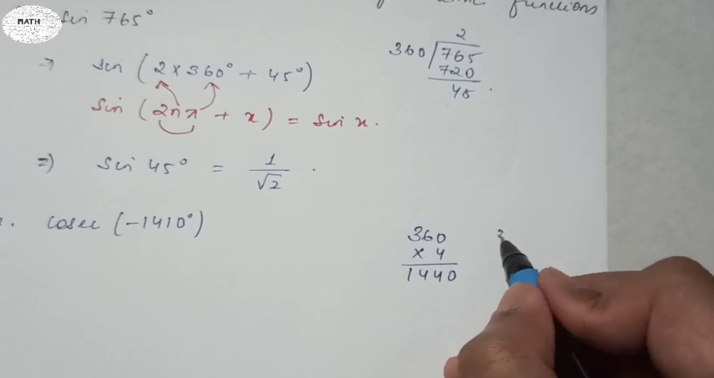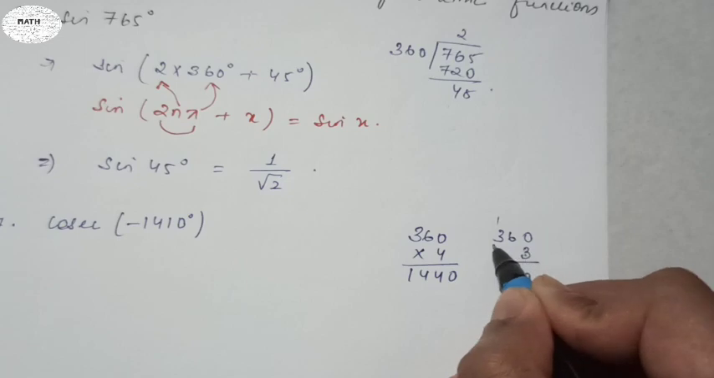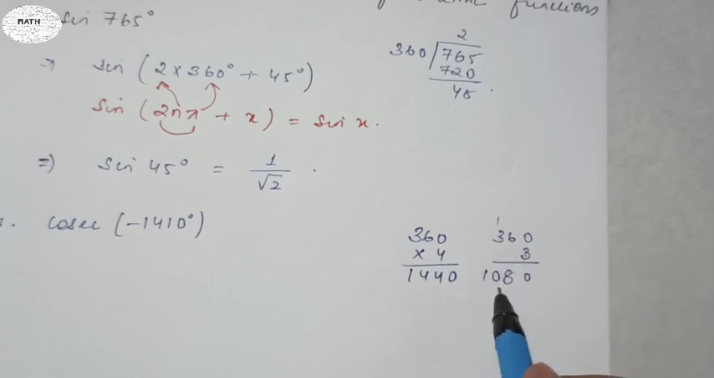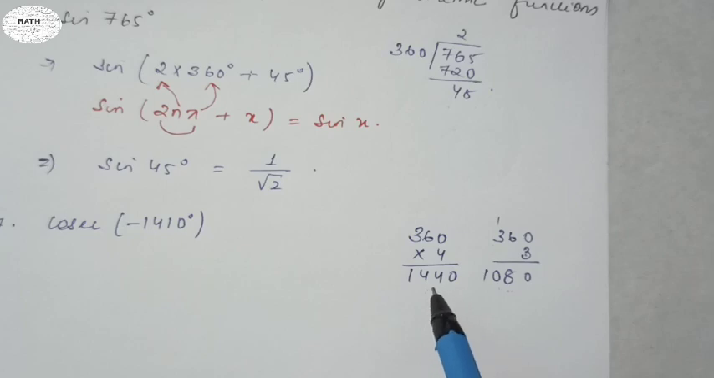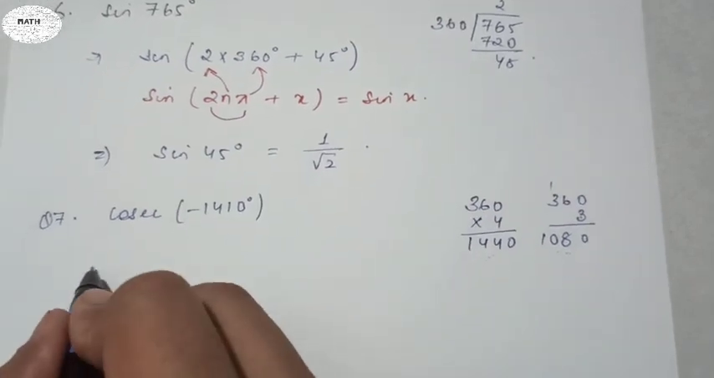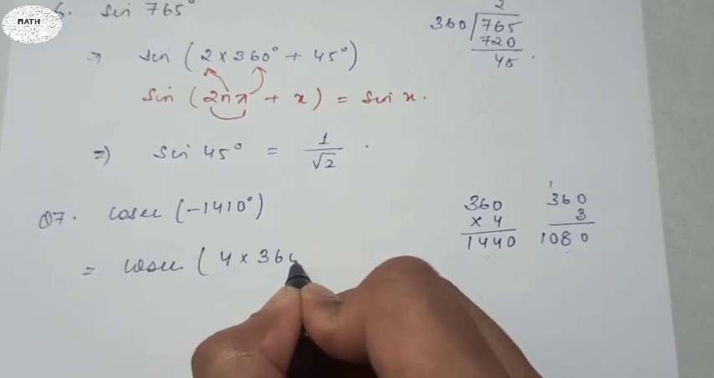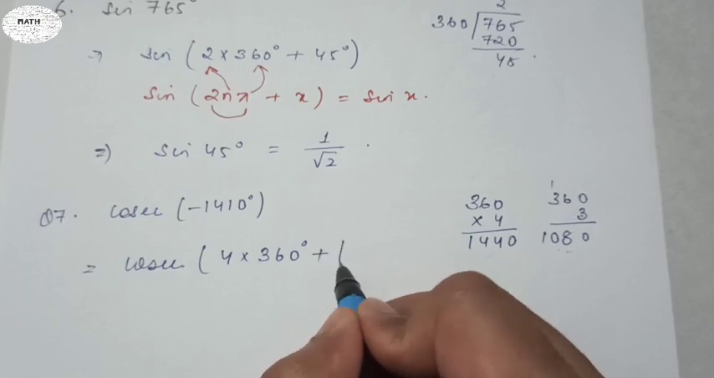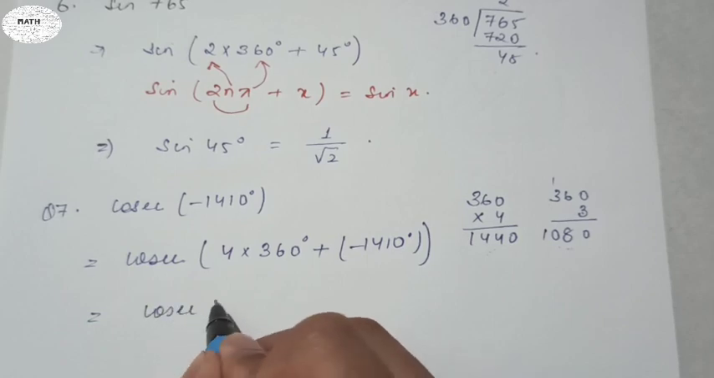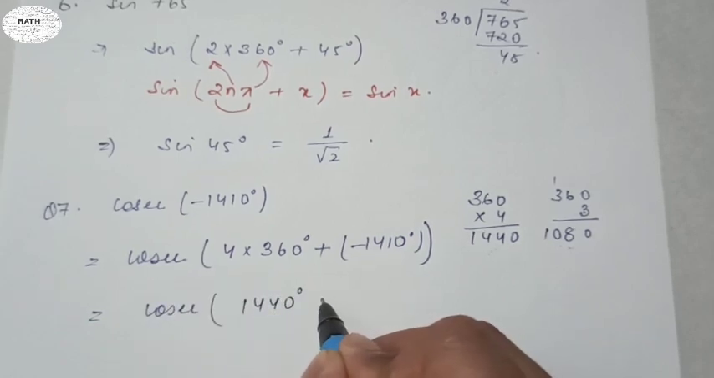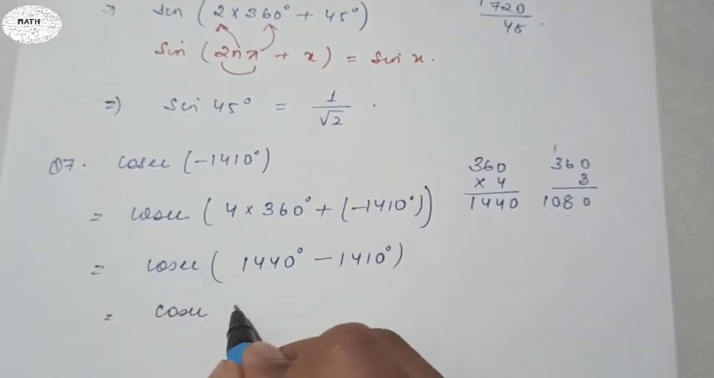It's nothing more than 1440. Clear? And 360 into 3 is how much? 1080. Now, between these two, which one do you think is closer to 1410? Obviously 1440. So, same thing just like question number 6, I'm going to do it over here. That will be cosec(4 into 360 plus minus 1410). Now if I do that, I'll get 1440 degree minus 1410 degree, so that will be nothing more than cosec 30.